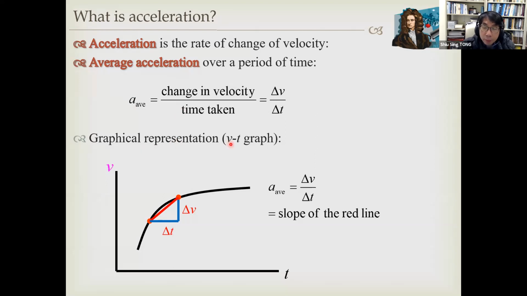So let's have a graphical representation. Now we are plotting the velocity against time, but not the displacement. Note that this vertical axis now is the velocity. So we assume the velocity changes like this. And so the horizontal blue line is the delta t, and the vertical blue line is delta v. So delta v over delta t is the slope of the red line, the straight line that joins the two points together, right? So this is a graphical representation of the average acceleration. Sorry about that, because we are now talking about acceleration, okay?